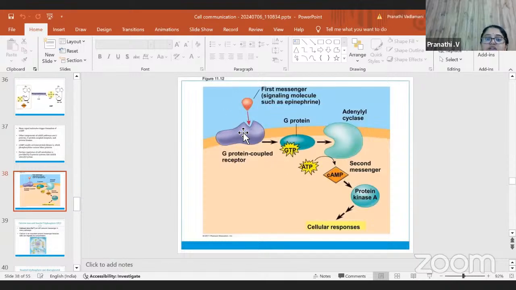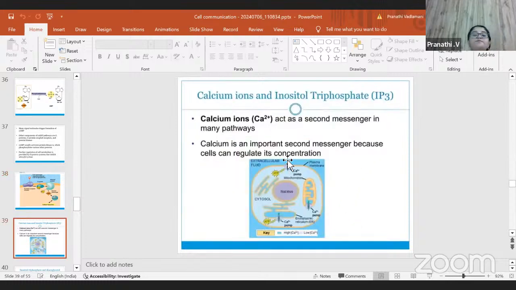So if you see a G protein coupled receptor over here, we will come back to cAMP because that is important. GPCR, like I told you, is a transmembrane protein, a 7 transmembrane protein in fact, which acts through GTP. This activates adenylyl cyclase, and when it gets activated, ATP is converted into cAMP, a secondary messenger, which causes the release of protein kinase A and then cellular responses.